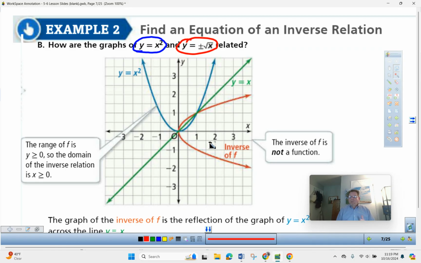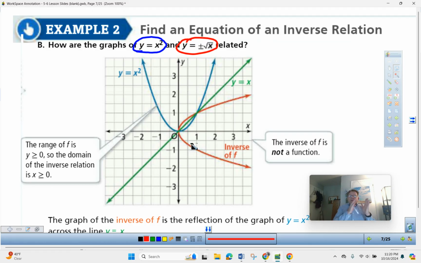So what do you see happening here? This is the y equals x line. If I was to fold this like a piece of paper, that would be symmetric, right? So that's how you can visually see that they are inverses. If you can take the original and everything flips over the y equals x line, then you have inverses. So these are the graphs of the inverses.